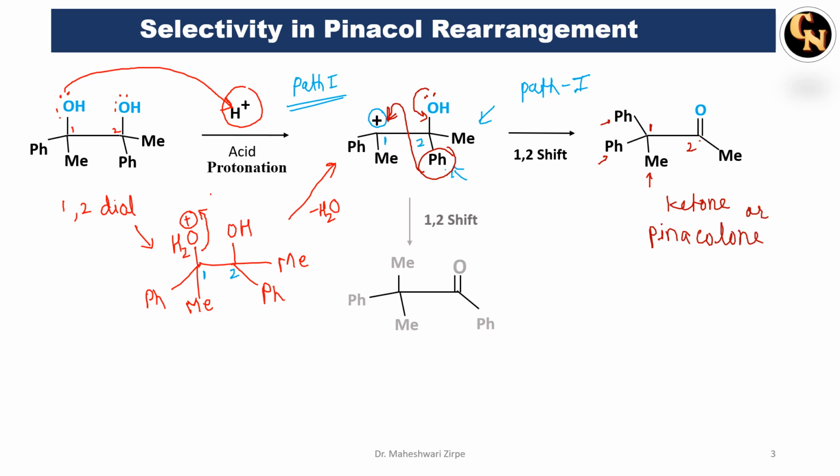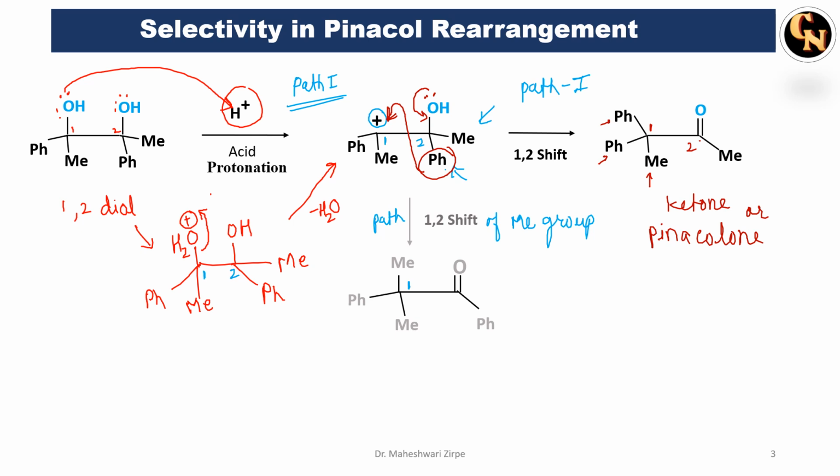Okay. So here was path 1, and now let us see path 2. This is your path 2. In path 2, what is happening? Instead of phenyl, the methyl group shifts. So it is a 1,2 shift of the methyl group. If it shifts, then you can see on the first carbon there are 2 methyl groups and 1 phenyl, because the methyl group which was on the second carbon has shifted, and this is the product which you should get.